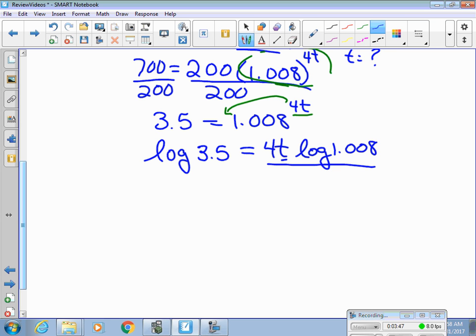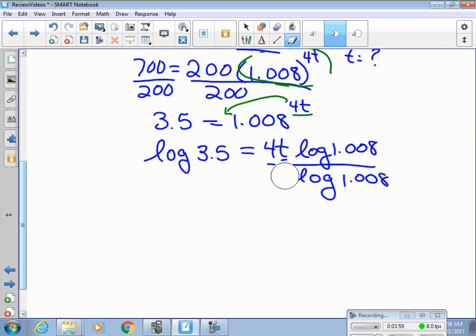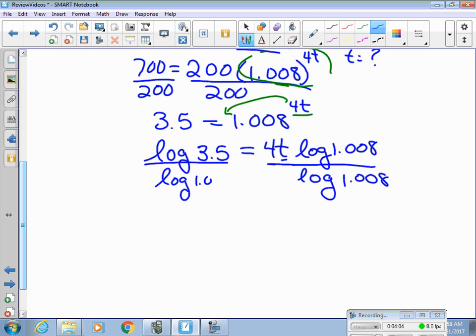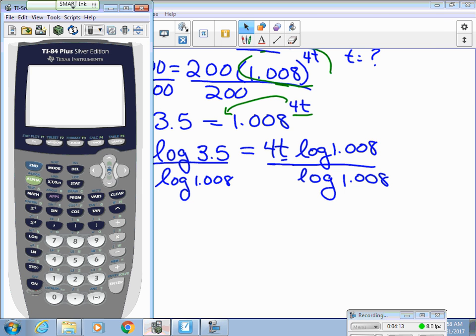So that means I can divide by 4. Well, let's not do it so complicated. Let's divide by log of 1.008 just to show you where it's coming from. I can actually divide by 4 log of 1.008. But let's get rid of log first just to show you what's happening. In the log of 1.008, I do get a big number, and this is where I tell people to leave it on your calculator. All right, so I'm going to do the log of 3.5, divided by the log of 1.008, parenthesis, and I'm going to hit enter. And I get this long number.